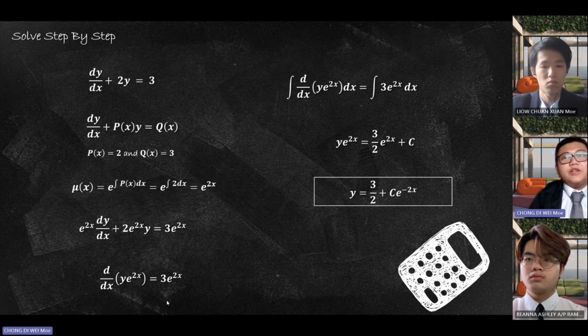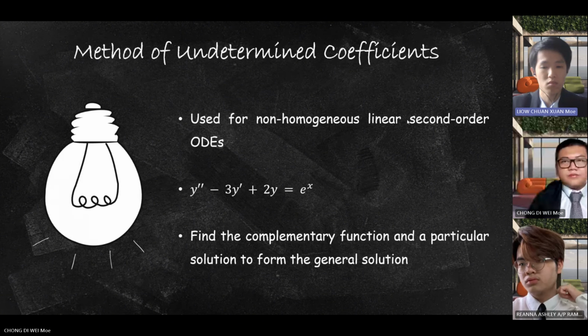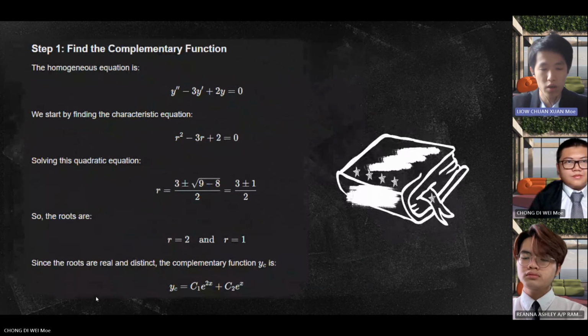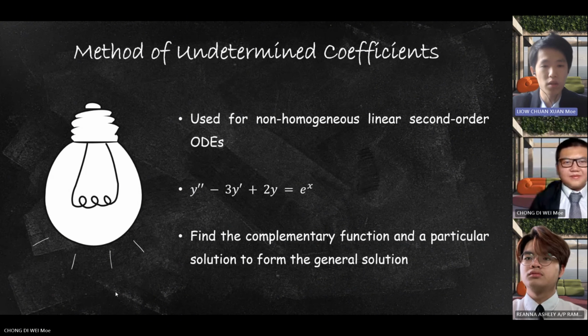Let's hear from our first speaker, Xuan, again about another method, like the methods of undetermined coefficients and variation of parameters. The method of undetermined coefficients is used for non-homogeneous linear second-order ODEs, such as y'' - 3y' + 2y = e^x. We find the complementary function and a particular solution to form the general solution. So here are the steps, but also due to the time constraints, we will just show all the steps to you guys.